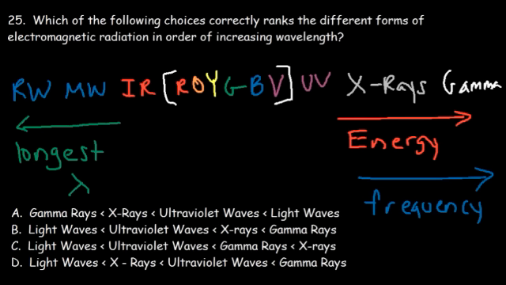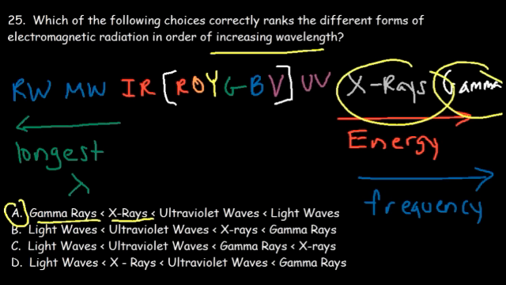So based on the question, we want to rank it in order of increase in wavelength. So radio waves have the longest wavelength, and gamma rays have the shortest. So looking at that, we could see it's answer choice A. Gamma rays have the shortest wavelength. Next, X-rays. After X-rays is ultraviolet, and then after ultraviolet is visible light. So out of those 4, visible light, or light waves, have the longest wavelength. Gamma rays have the shortest wavelength. And that's it for this particular problem.